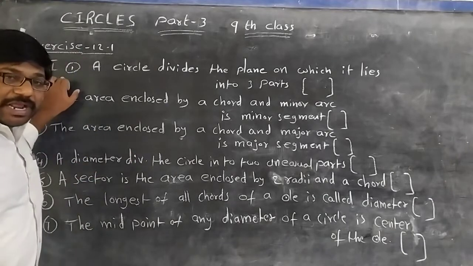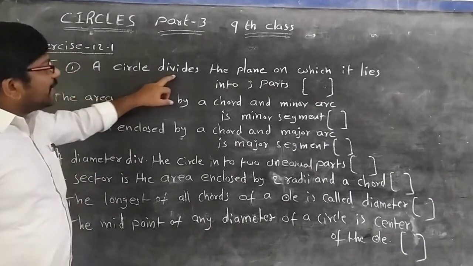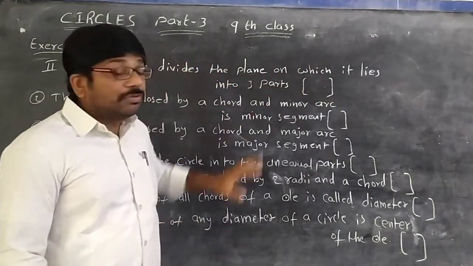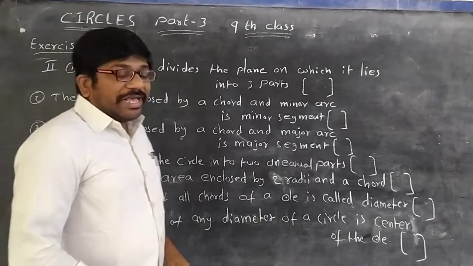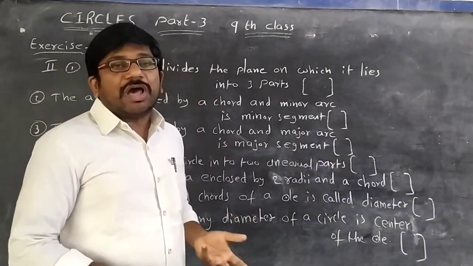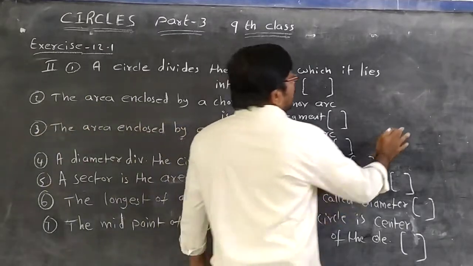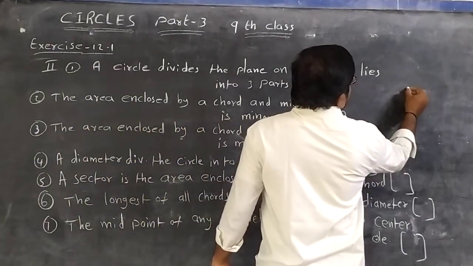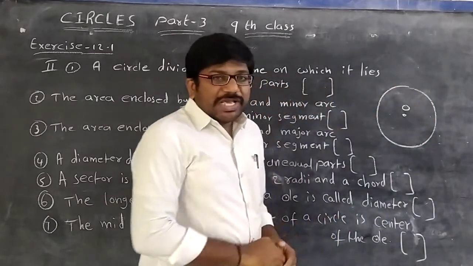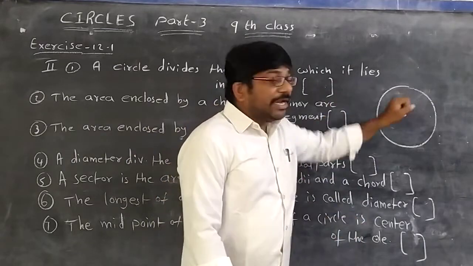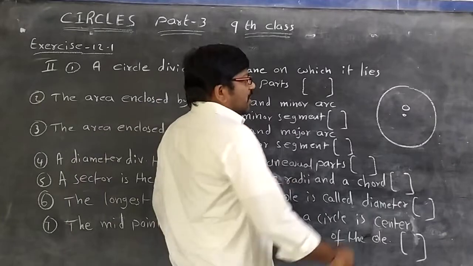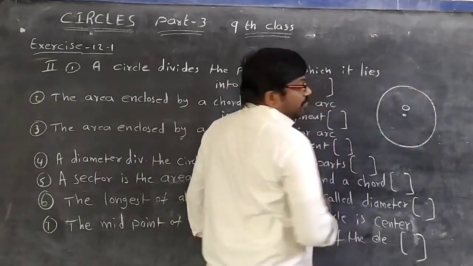The first statement, observe carefully. A circle divides the plane on which it lies into 3 parts. Is it true or false? Observe carefully. So this is the plane. In this plane, a circle with center O, right? So this circle divides the plane into 3 parts. Is it correct or not? Check it.